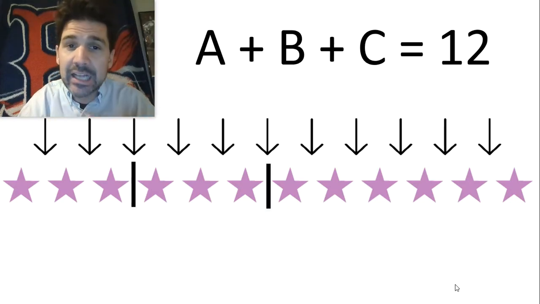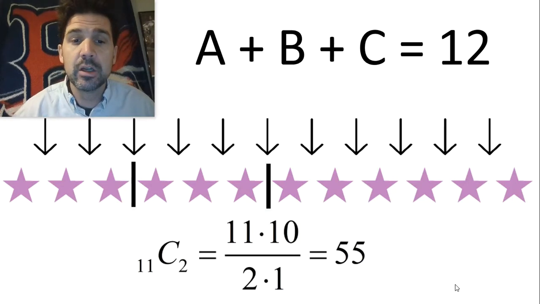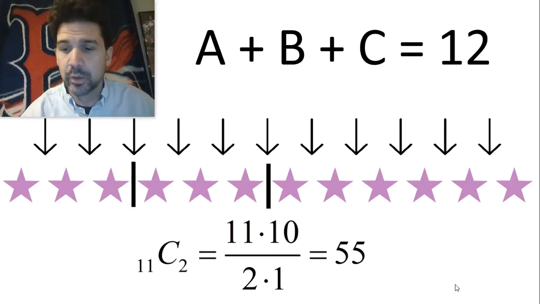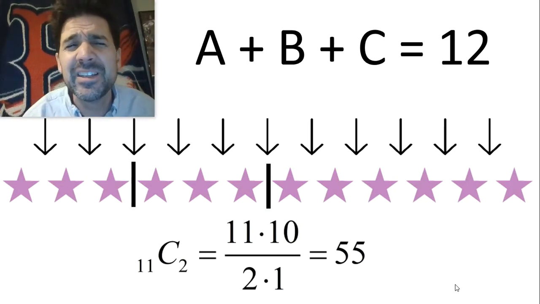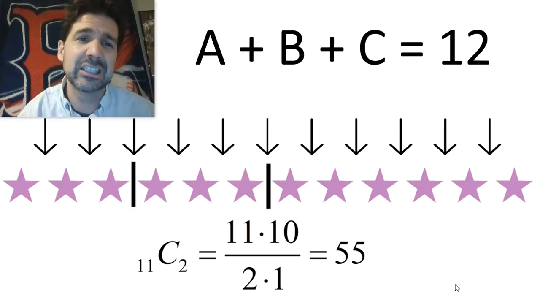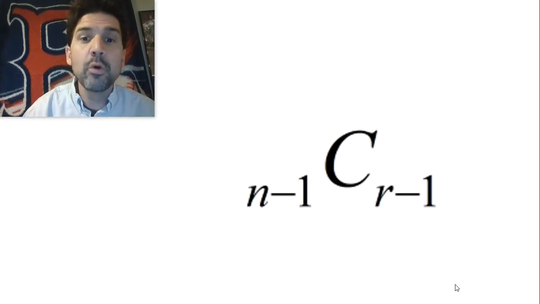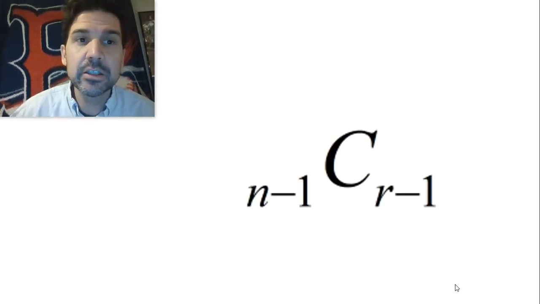So 11 spaces, choose 2 bars. 11 choose 2. All right, 11 choose 2 is 11 times 10 over 2 times 1, which is 55. You don't want to write out all 55, but there are 55 different ways for you to make your donut selection. So the math behind it, or the formula for this, is basically n minus 1.